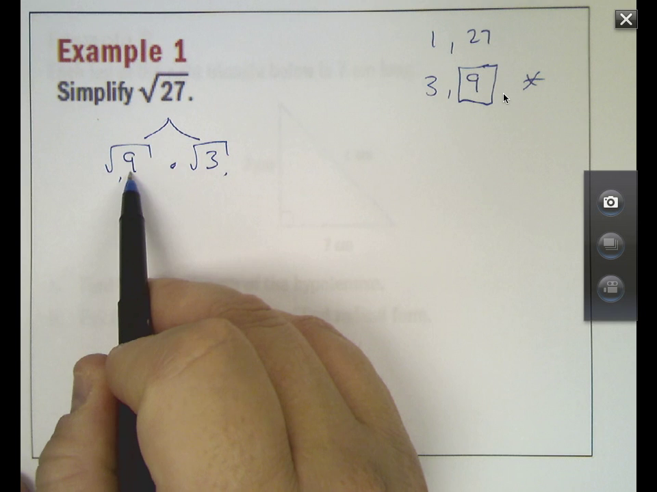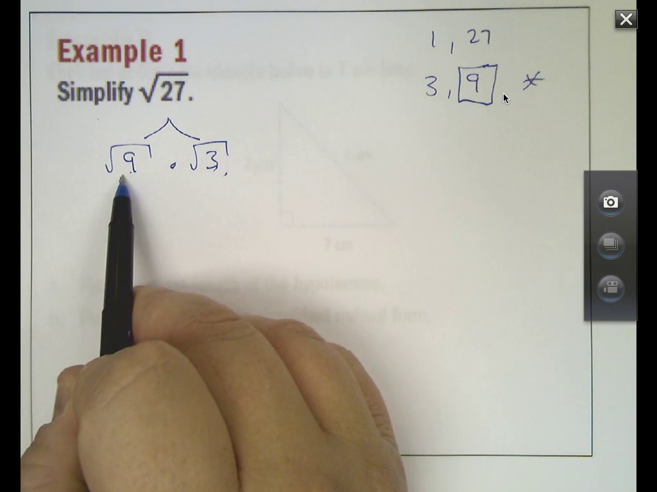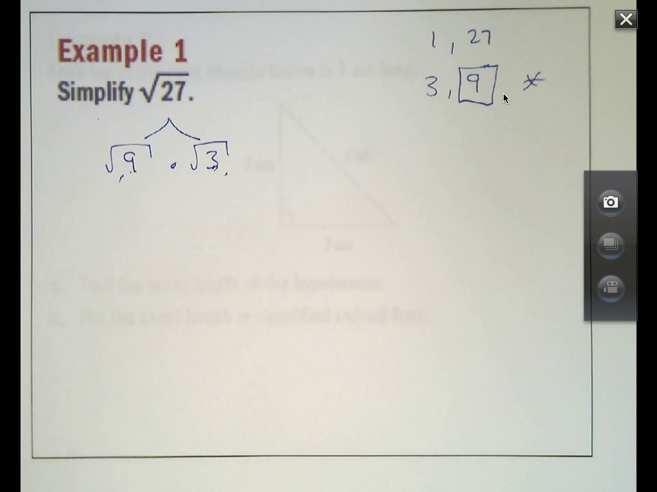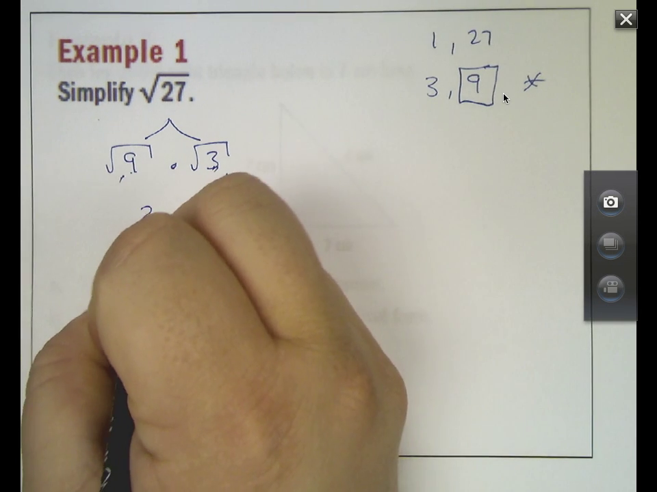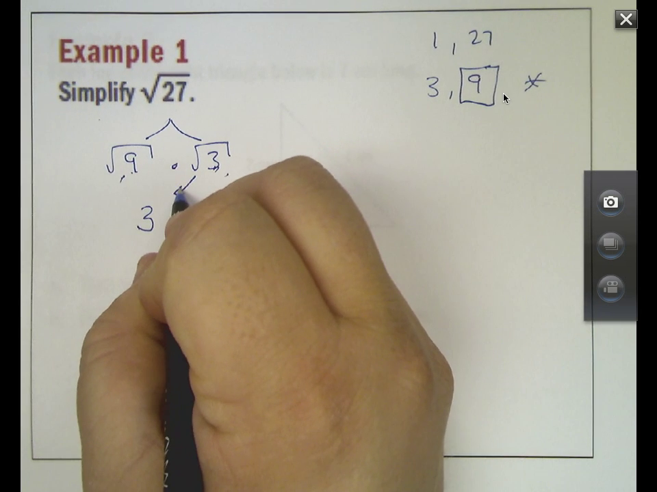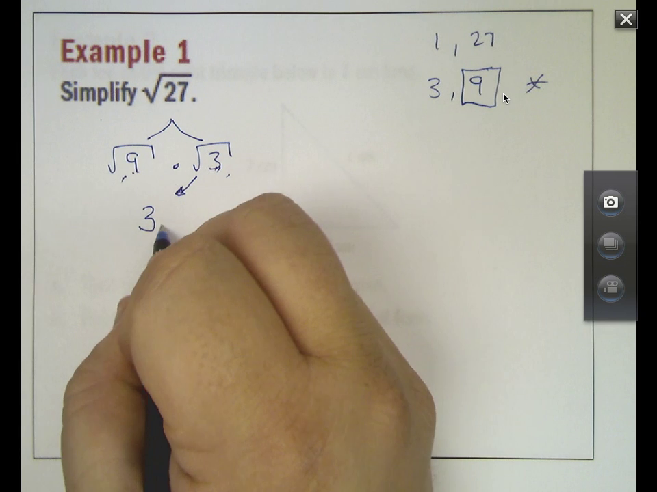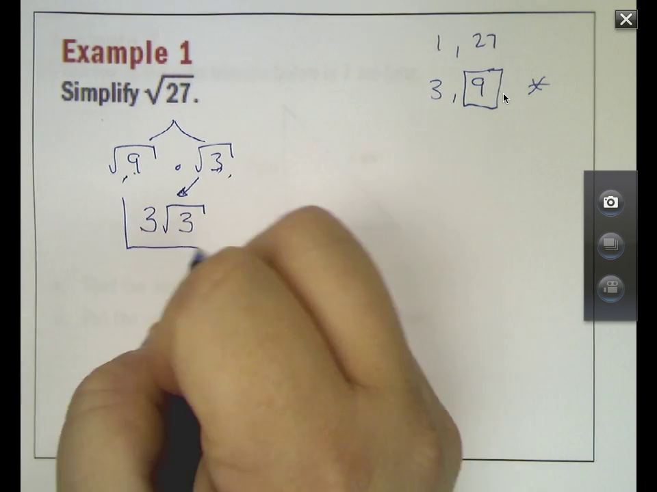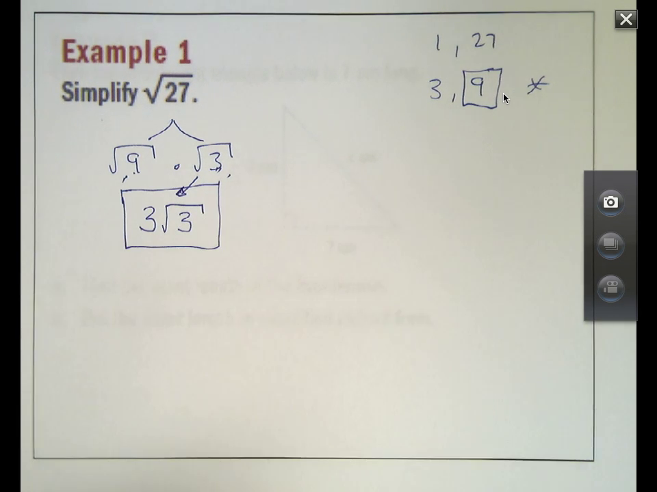You all are yelling at me, well, this is the good box, this is the bad box. Good box, bad box. I can find the square root of 9, I can't find the square root of 3. The square root of 9, everybody is saying, is 3. I bring my bad box along with me, and the square root of 27 can be simplified to 3 square root of 3.